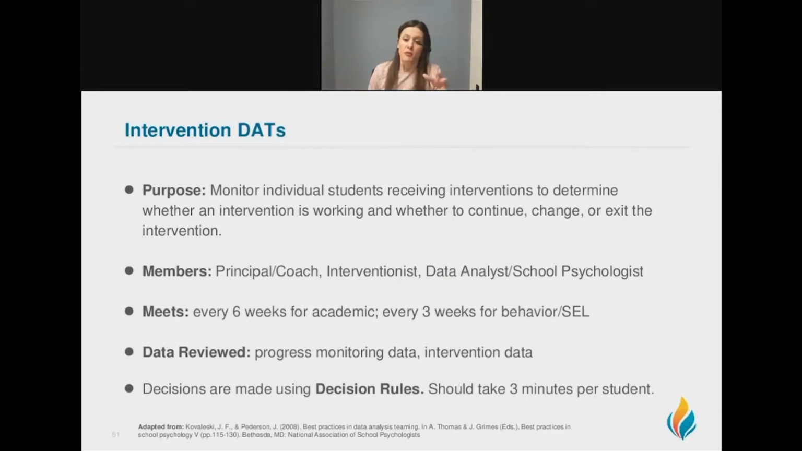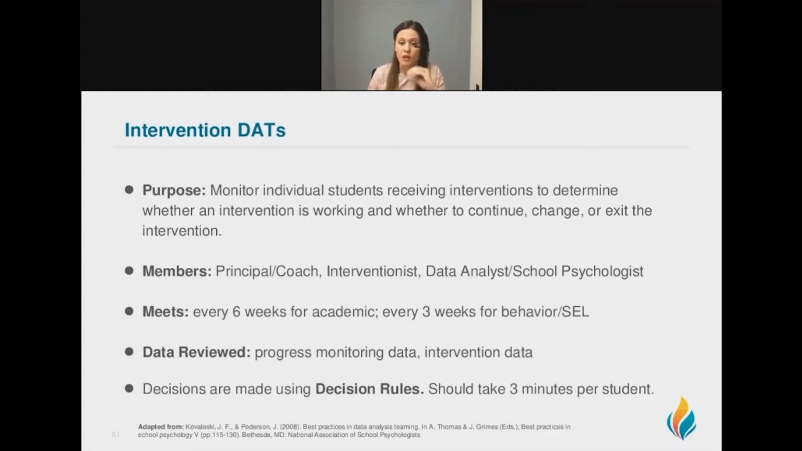The typical people that we see here are a principal, again, an administrator of some sort, an interventionist, a data analyst, or a school psychologist, somebody who can really read that progress monitoring data and know what that data is telling us. These typically happen every 6 weeks for academic needs. For behavior, if you're using like check in, check out, you can use the daily point sheets as a way to monitor that progress about every 3 weeks to make decisions about these things.